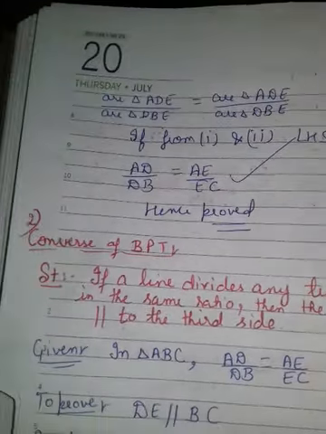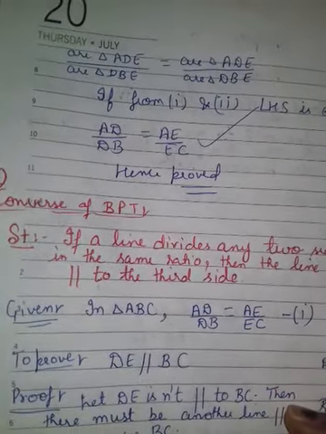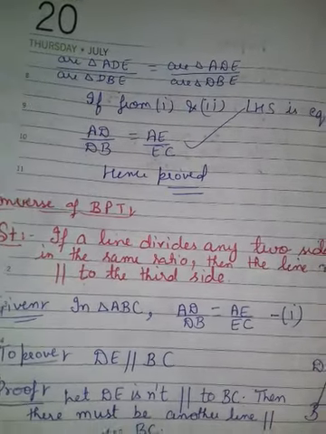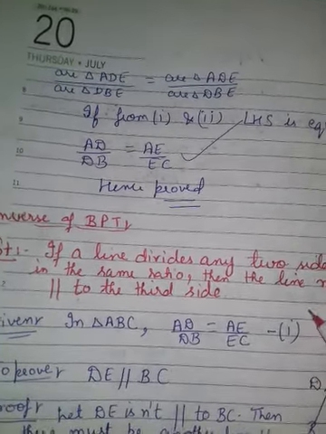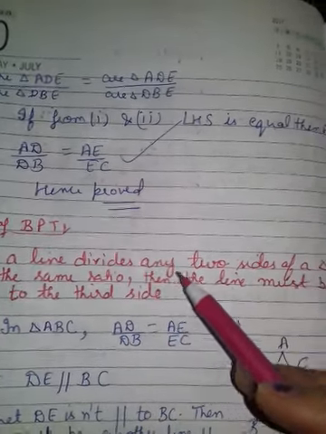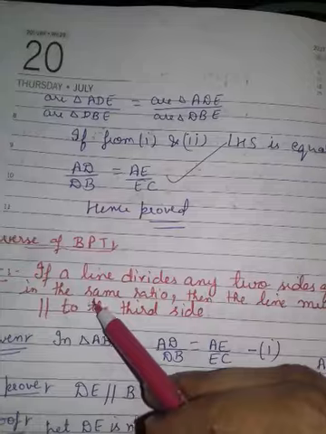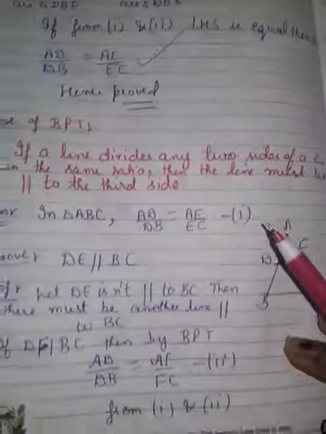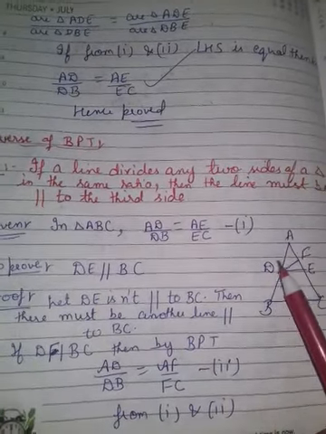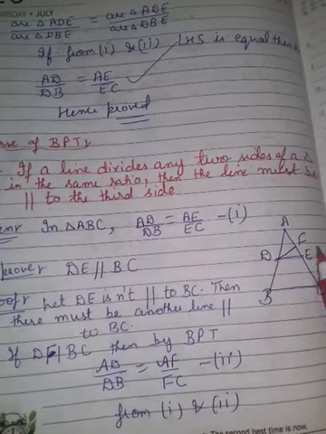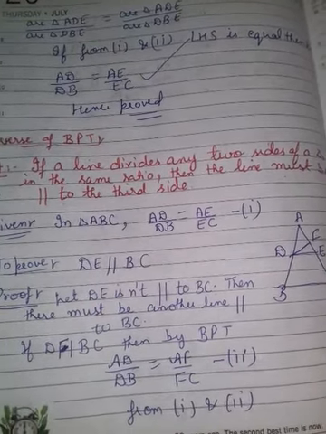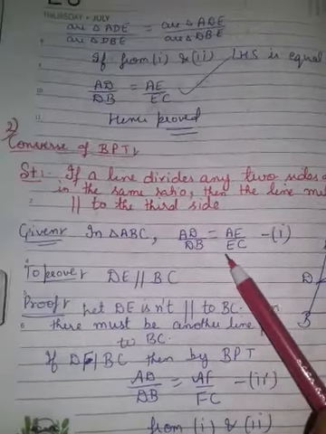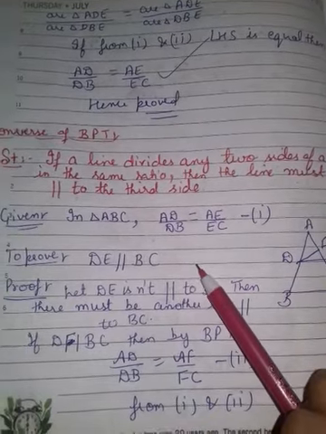Now the converse of BPT means its converse. Converse means that what was given, now you have to prove, and what you had proved, now you will take as given. If a line divides any two sides of a triangle in the same ratio, then the line must be parallel to the third side. It is given now that the sides' ratio is equal, but you have to prove it is parallel to the third side. In that question parallel was given, you proved the ratio will be equal. Now this is given to you, you have to prove it.